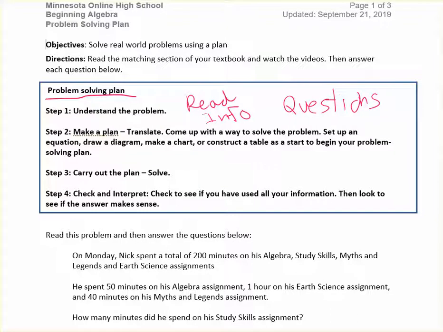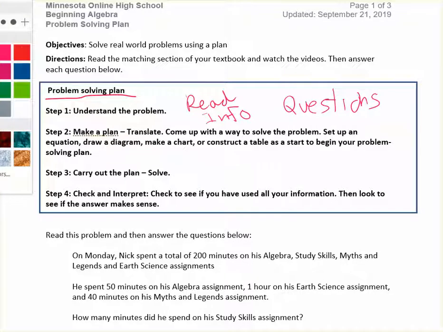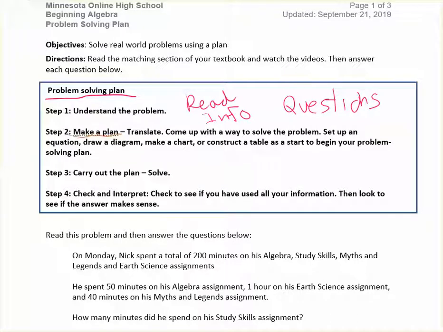Step two, this is kind of the fun part, this is make a plan. So translate the problem into a plan. Can you make a table? Can you look at a simpler problem? Can you write an equation? Can you make a diagram or a picture? So this is where you will look at different strategies. And throughout the rest of this course, we'll look at different strategies to help with problem solving.